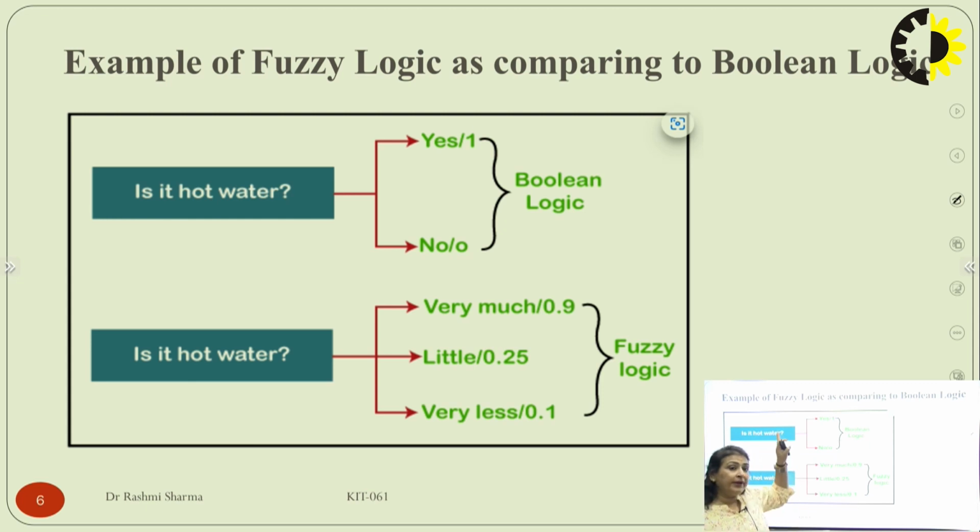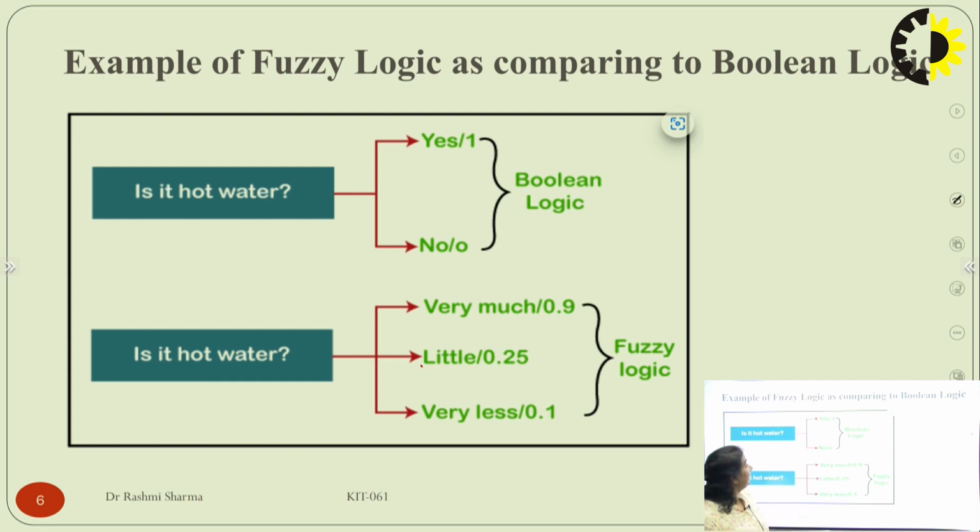So in some of the questions related to our day-to-day life, you don't have only one answer. We can have yes, it's very much hot, a little hot, or I can say lukewarm water, and very less hot, or thandu in Hindi. So we can have things which are in between 0 and 1, and that is where fuzzy logic comes into the picture.